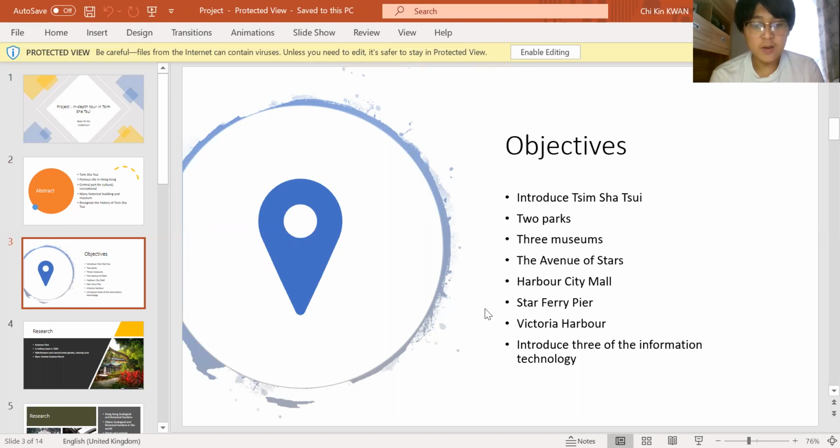Apart from the sites of Tsim Sha Tsui, I will introduce the information technology to enhance the tourist experience, which are GPS, electronic payment, and language translation.